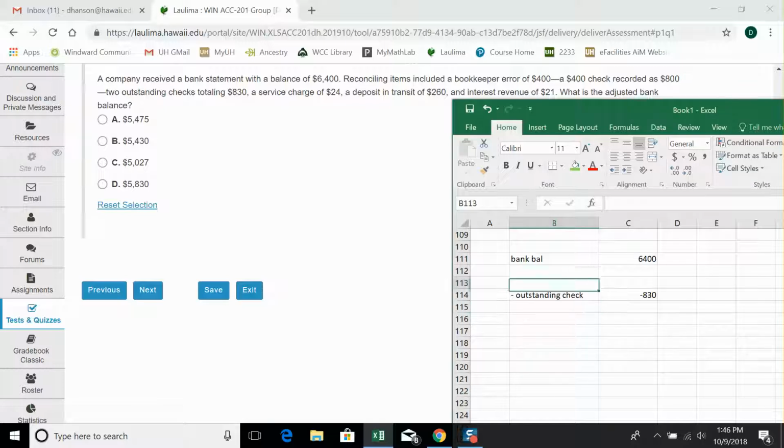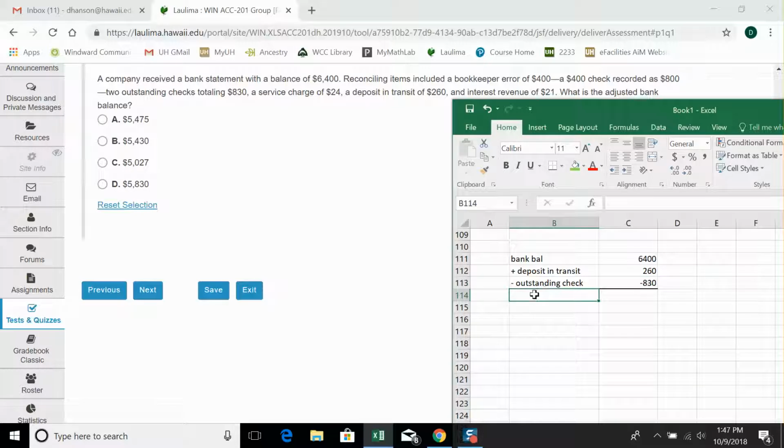Now it says deposit in transit. Deposit in transit is actually something that the bank has not recorded yet, so that would need to be added to the bank balance to make the bank balance correct. So 260 will need to be added, make it as a positive. Interest revenue, well, the bank is the one that's paying the interest to our account. So the bank has already recorded the interest revenue. We do not have to do anything with interest revenue.